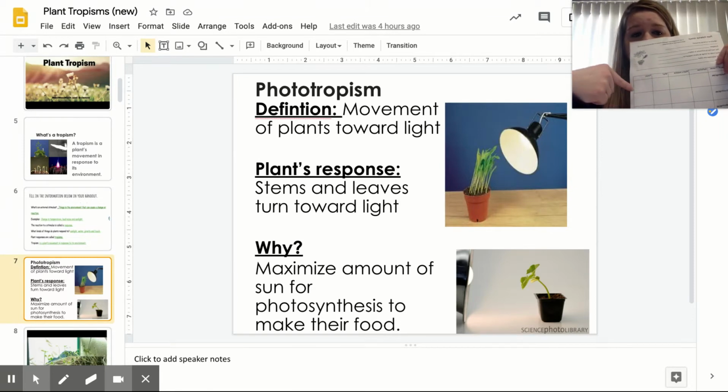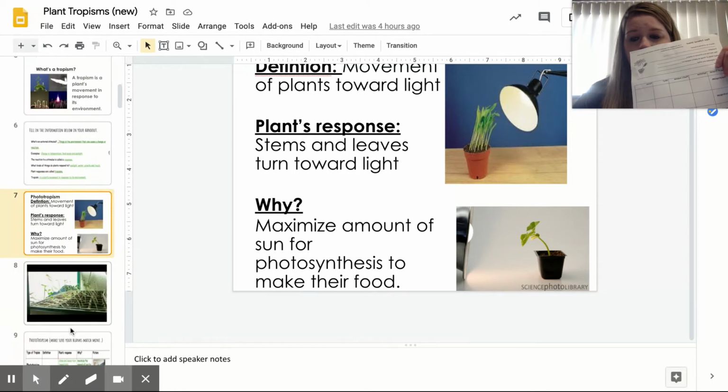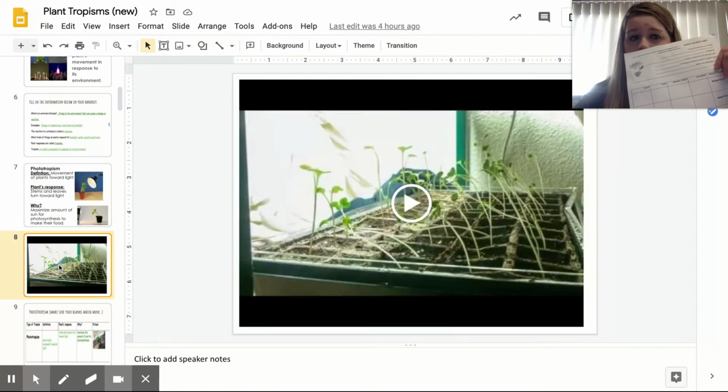You're gonna draw a picture of what phototropism looks like. Okay, remember the plant is going to grow towards the sun. Okay, now we're going to watch a video about what it looks like.